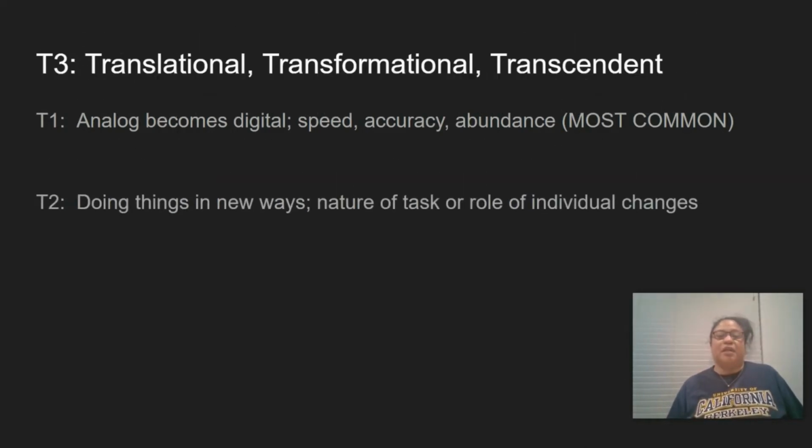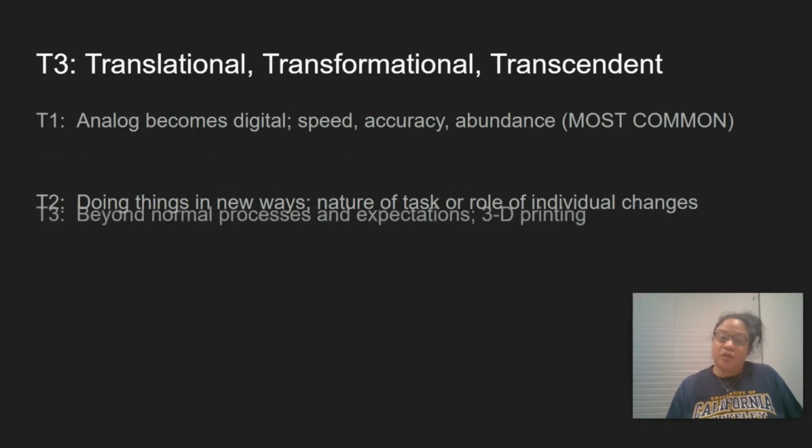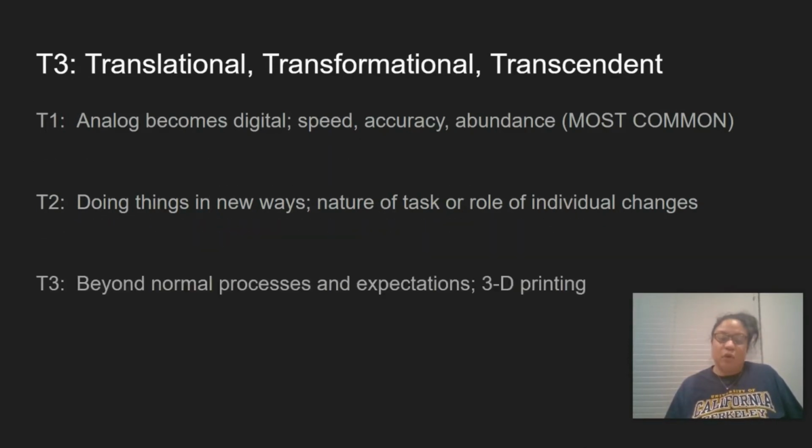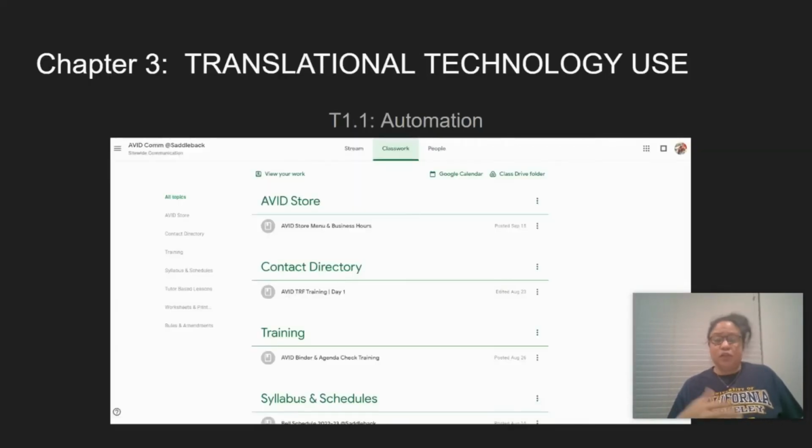The second stage then takes that concept but does things in new ways that completely change either the task itself or the individual completing that task. He gives an example as the evolution of human language. The highest stage goes way beyond what we consider to be normal, and he gives an example as 3D printing and makers clubs. So chapter 3 then focuses solely on the first stage, which is translational.